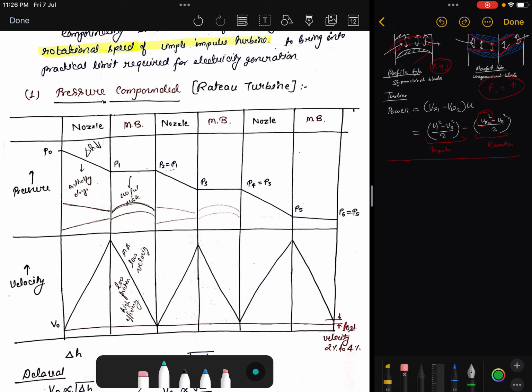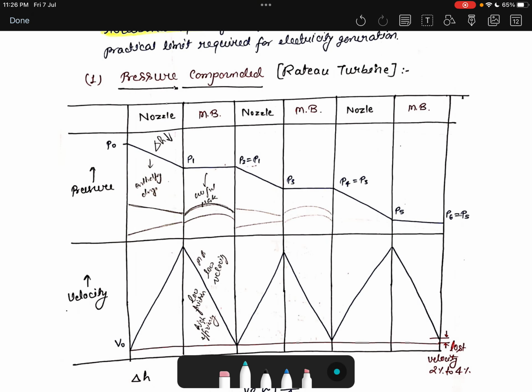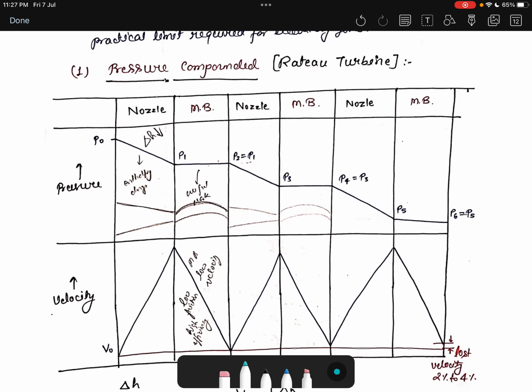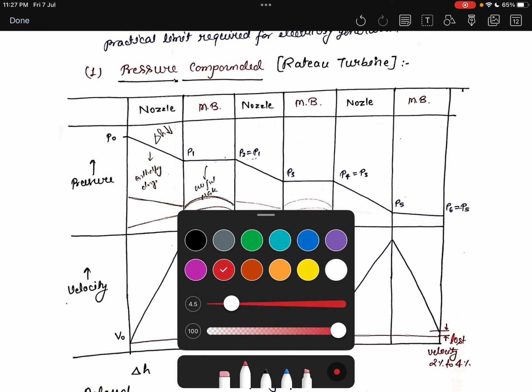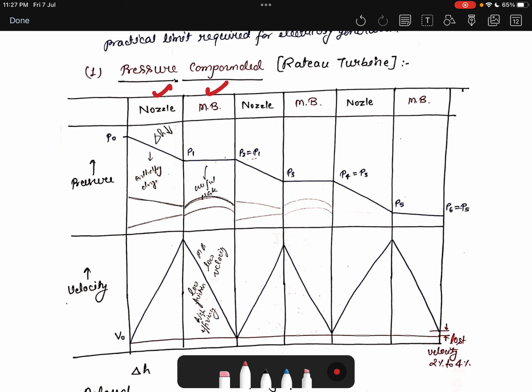So the first compounding is the pressure compounding, which is called the Rateau turbine. Here we use a set of nozzles and moving blades, like nozzle and moving blade.